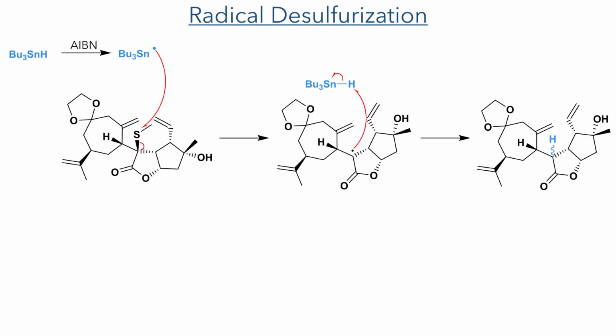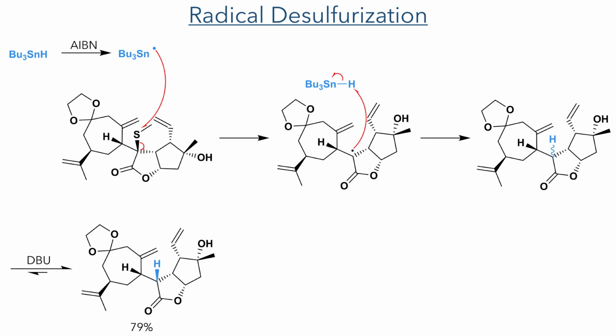Having served its purpose, the sulfur group was then removed from the molecule. This was done using tributyl tin hydride activated by AIBN to initiate the radical reaction. This radical first abstracts the sulfur, generating a carbon-centered radical which then reacts with another equivalent of tributyl tin hydride to form the carbon-hydrogen bond. This initially formed a mixture of isomers. However, they found that equilibrating it with DBU formed the desired isomer in a 79% yield.